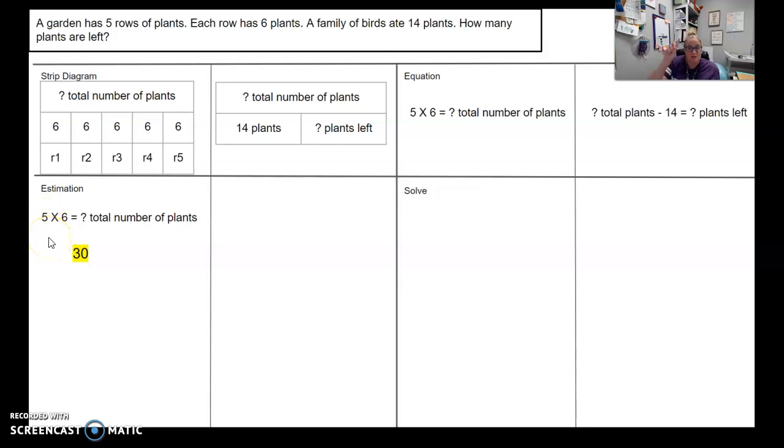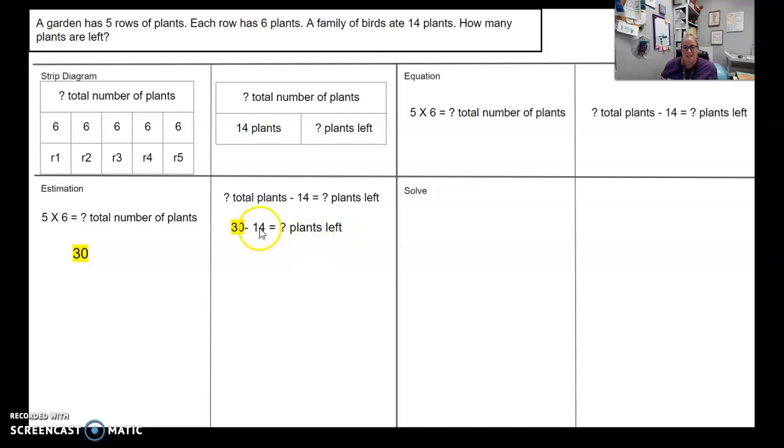So I'm just going to say 5, 10, 15, 20, 25, 30. So I know that it is 30. I highlighted it because I'm going to use this number for my second equation. So I'm going to bring my second equation down. It says total plants minus 14 equals question mark. Well, I'm going to fill in my total plants here with our 30 from over here. So I'm going to say 30 minus 14 equals the plants that are left.